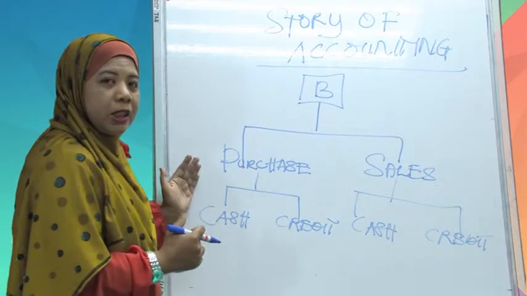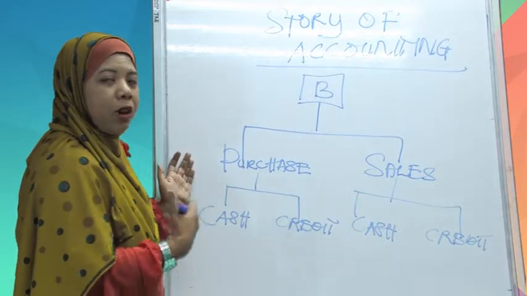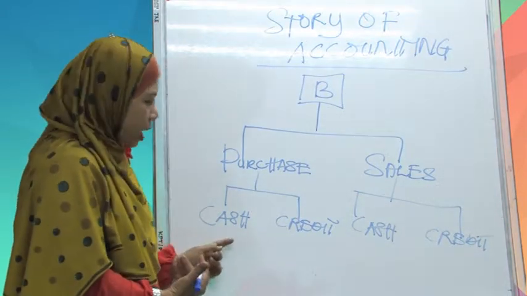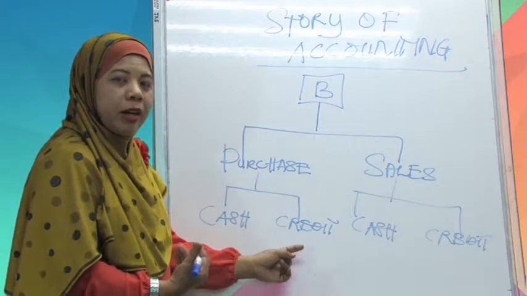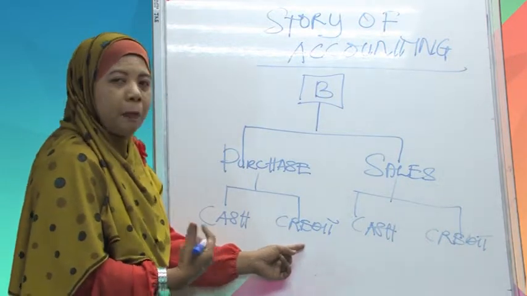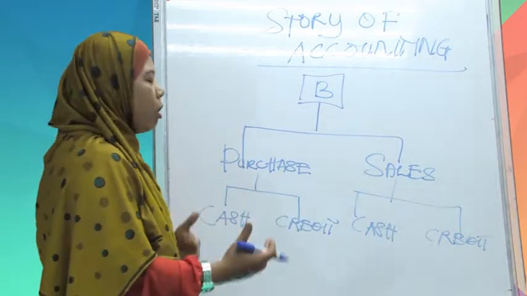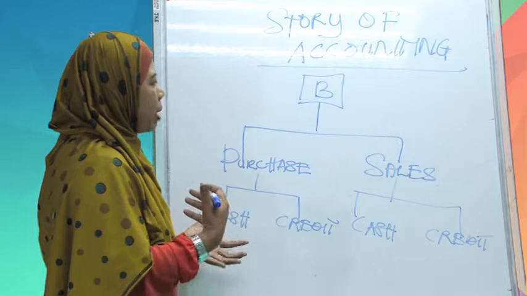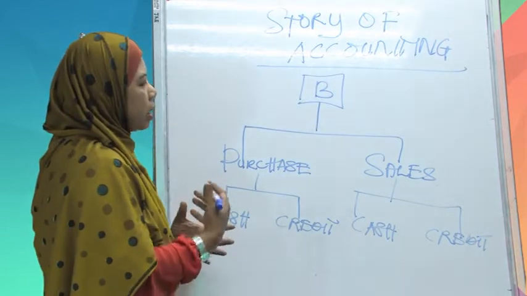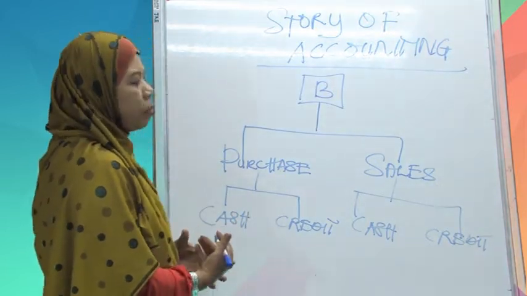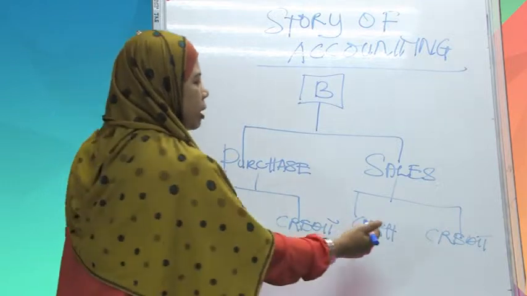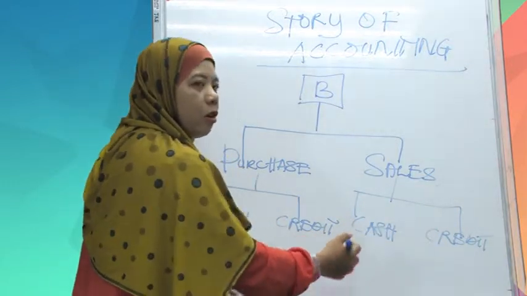So we have to purchase all the items, all the raw materials, whether with cash or credit. Credit means we don't pay anything. Same with sales. We already have all the bakery, all the food, so we have to sell, whether we sell in cash or credit.